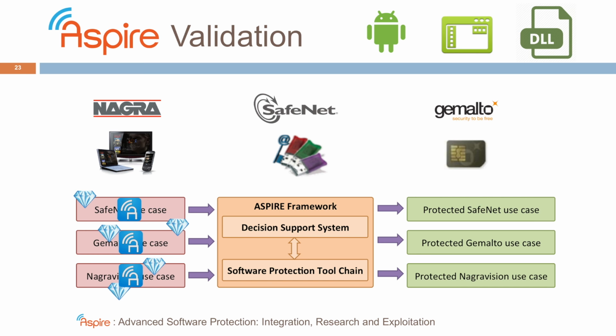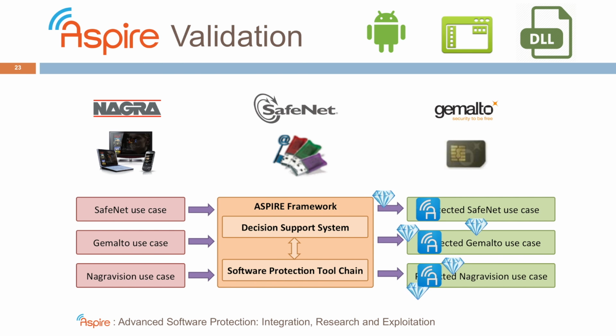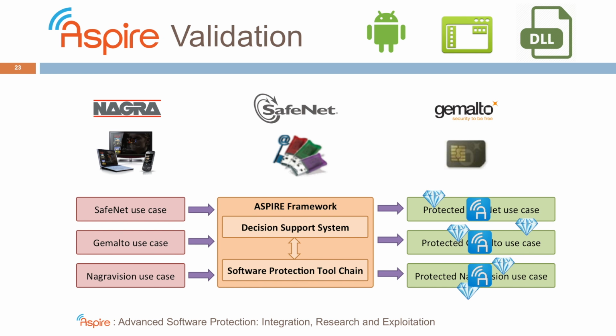The next thing we checked was whether or not our protection toolchain can actually deploy these protections on the use cases and on the assets, on the code fragments that implement the assets. The result of this validation was positive. With very few exceptions, all the envisioned protections could be deployed on the assets in the use cases.